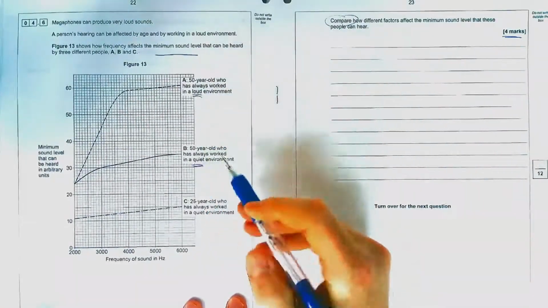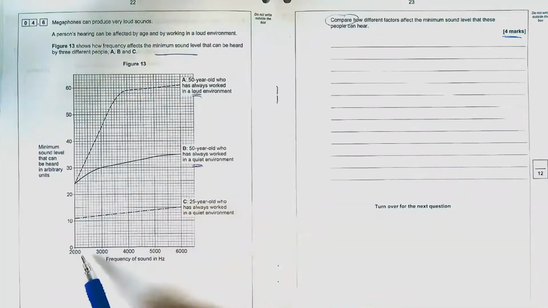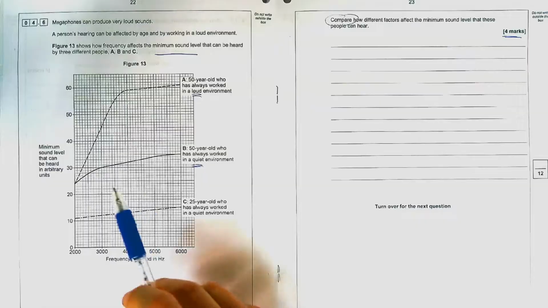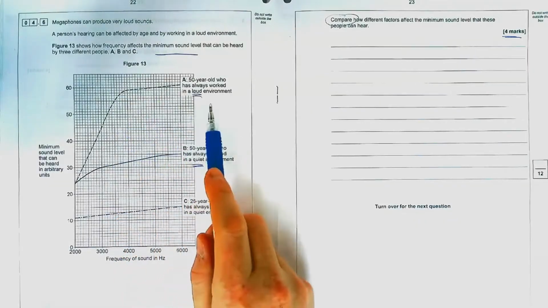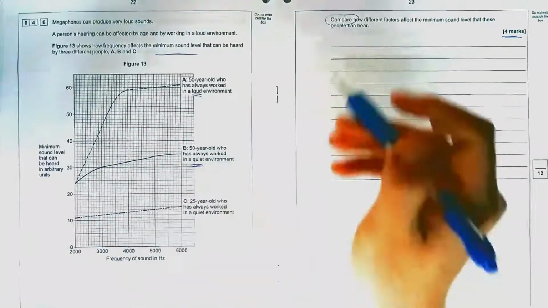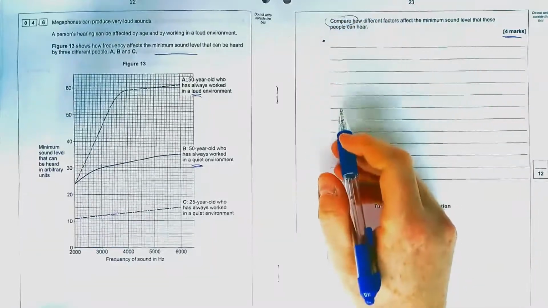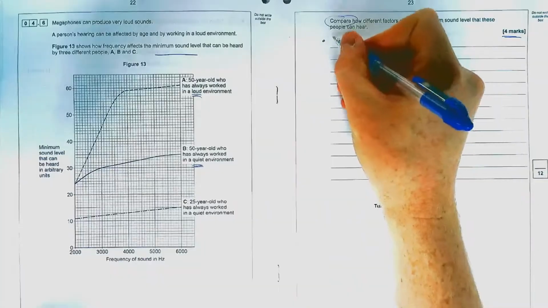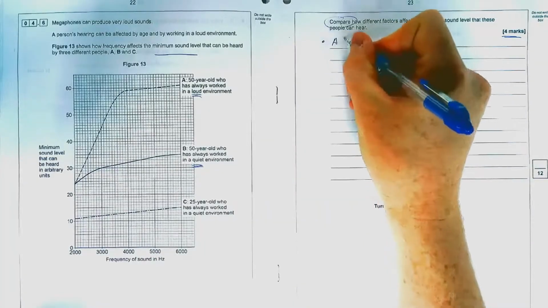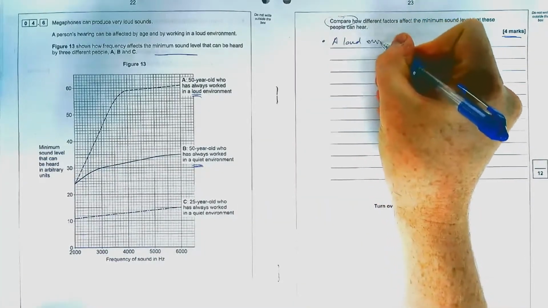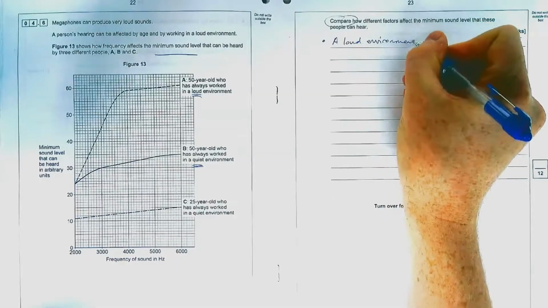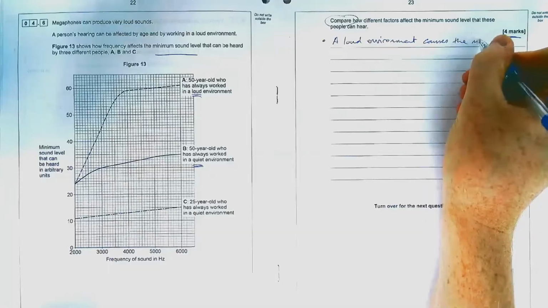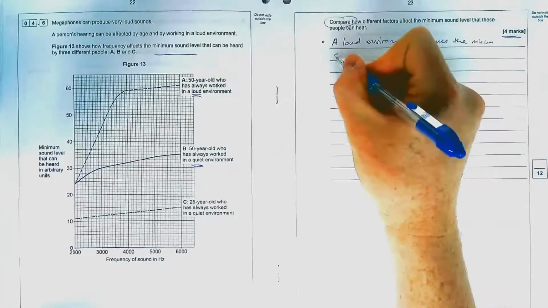So how are we going to do this? Lots of different things you could say is that a loud environment causes the minimum sound level heard. Sorry, I can't spell minimum. Sound level heard to increase with frequency. Okay, so that's one comparison.